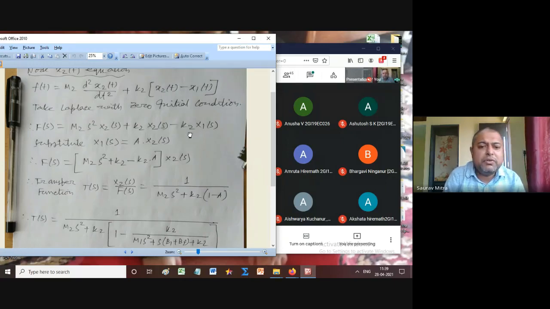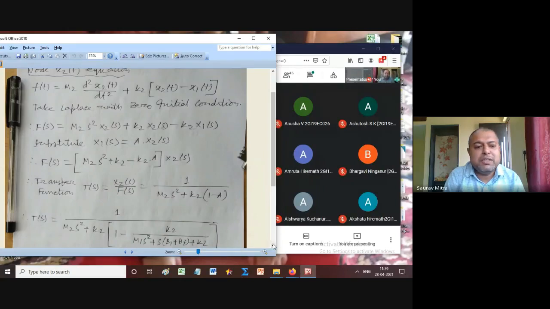In the previous case we found that X1(s) is equal to A times X2(s). You substitute that here. So X1 you can substitute as A into X2, so what you are finding is K2 into A into X2. If you take X2 common after substitution, you find F is equal to (M2 s square plus K2 minus K2 into A) X2. Here, if you substitute X1 equal to A into X2, this becomes K2 minus K2 into A.